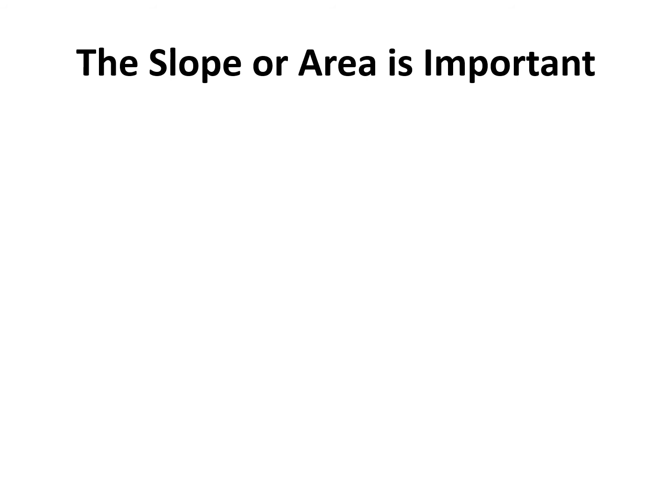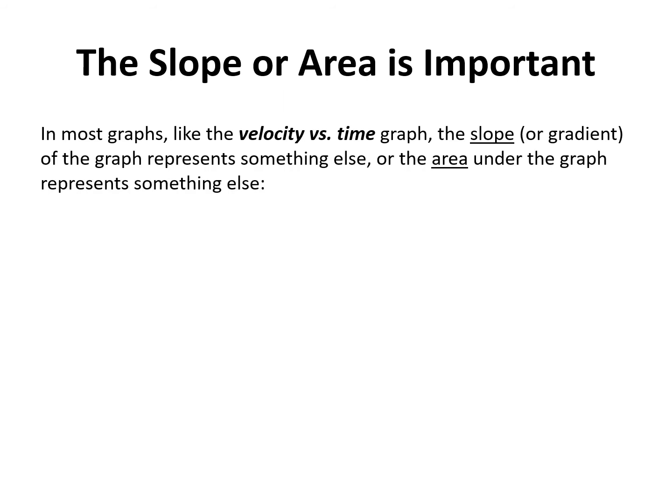A velocity time graph is really useful, but it's only just one type of graph. And to be honest, most graphs, like that graph, have things that their slope means and things that the area means. So they mean something different to what the main graph is about.